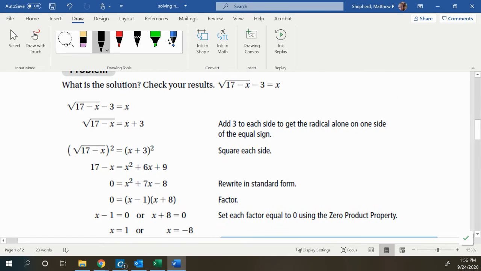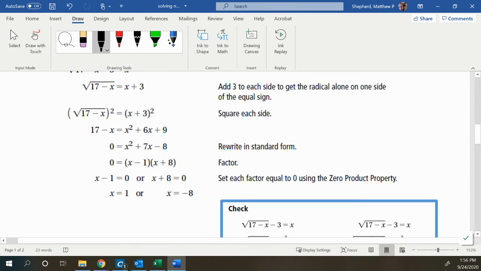Okay, so right here, it goes through an example of this. Notice their equation, square root of 17 minus x minus 3 equals x. First, they're trying to get the square root alone, so they added a 3 to both sides. Then after that, they squared both sides. Please take note that when they squared both sides, they didn't get x squared plus 3 squared. They had to square the x plus 3. That is important, otherwise you won't get the right answer.